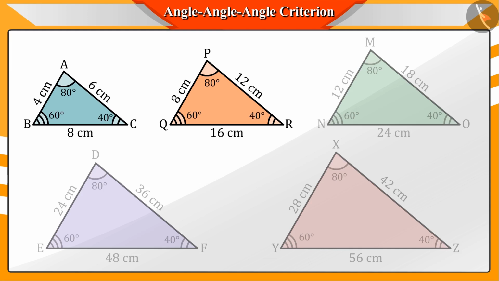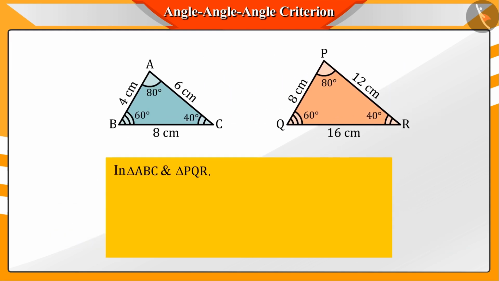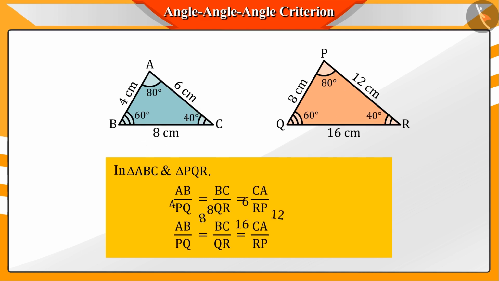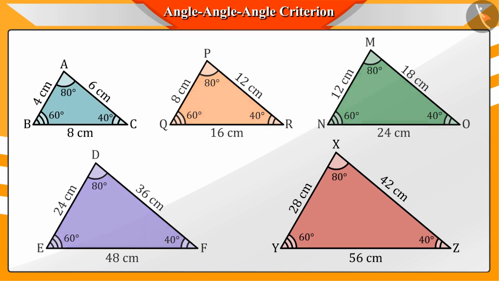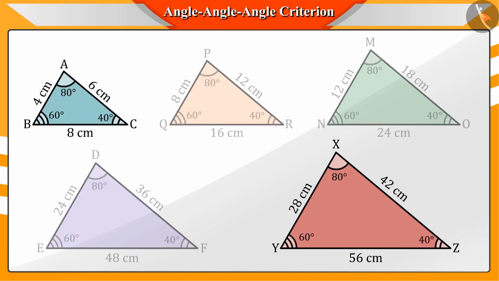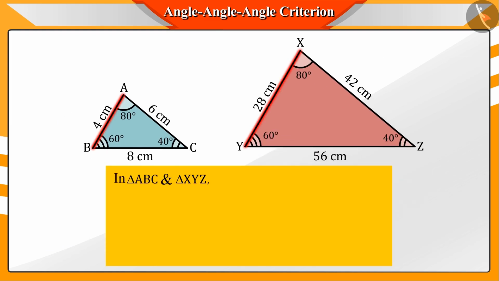If we notice triangles ABC and PQR, we see that their corresponding sides AB and PQ, or BC and QR, and CA and RP are all in the ratio of 1/2. Now, if we observe the triangle ABC and XYZ, then we see that their corresponding sides are proportional.